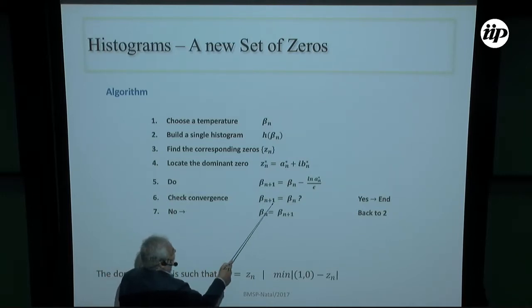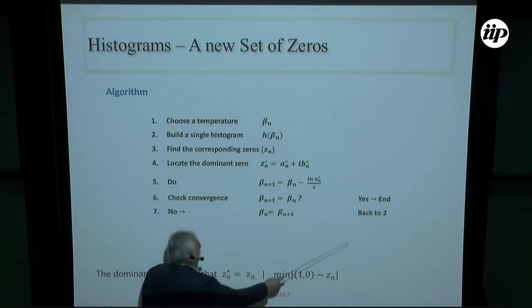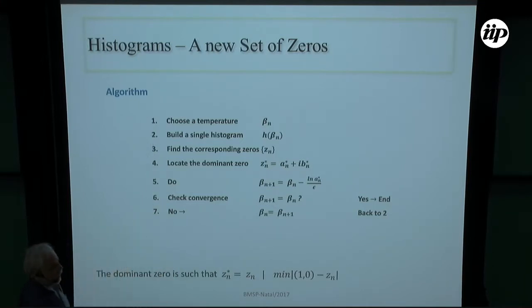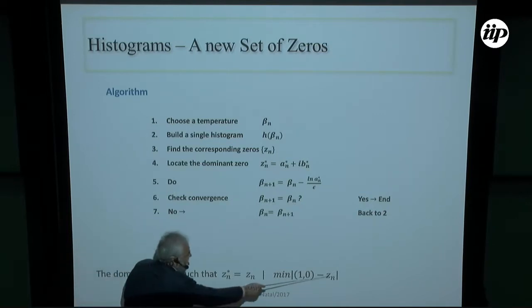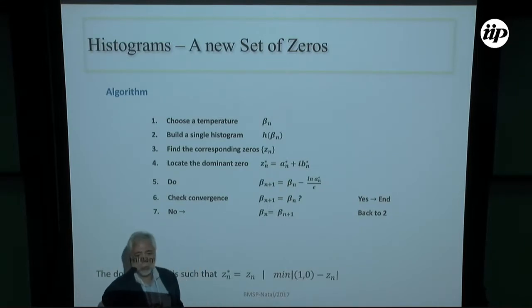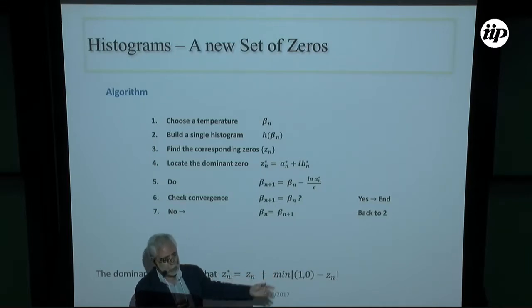Is beta n plus 1 equal to beta n, or close enough? If so, then do what we have to do. If not, back to step 2. And a check of convergence is given by something like this. Why like this? Because we need the real part of z to go to 1, and the imaginary part to be 0. So I need this very close to 1 and 0.